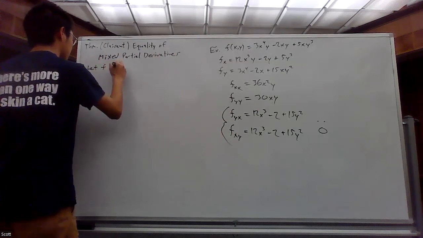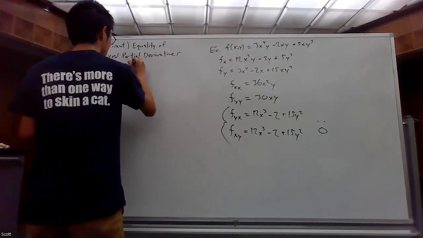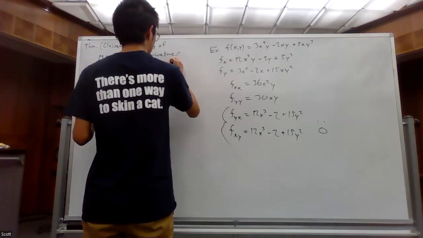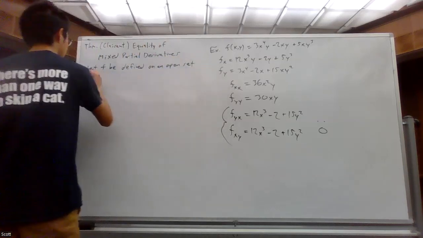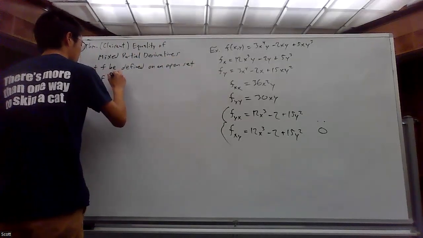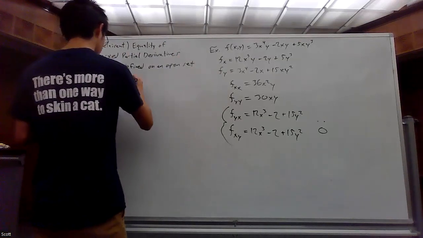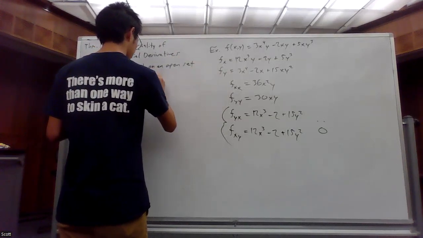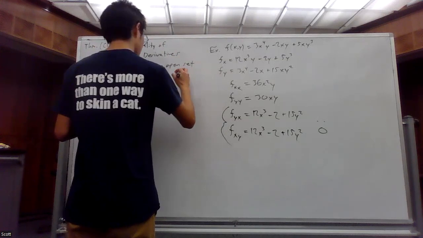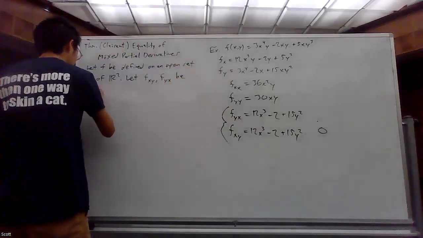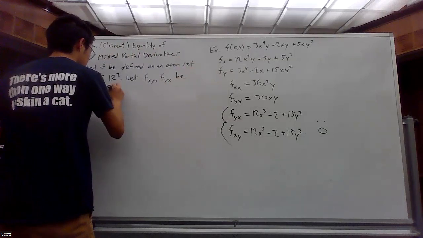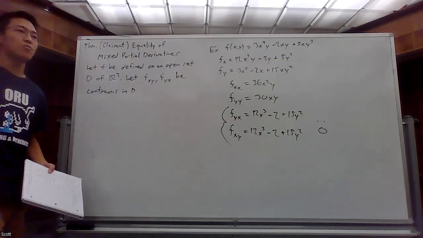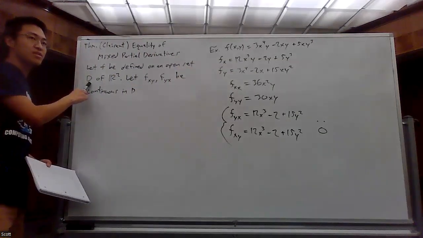Okay. This is going to say, let f be defined on an open set D of R2. We're gonna let fxy and fyx be continuous. We don't want them to be discontinuous. So continuous in D. They don't have to be continuous for every single possible y and x combination, just in our open region here that we're talking about.